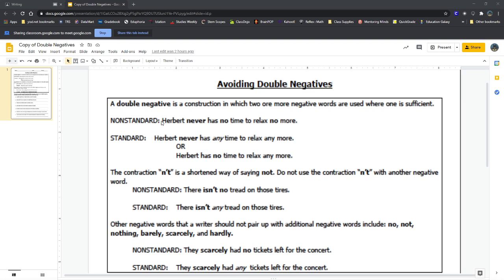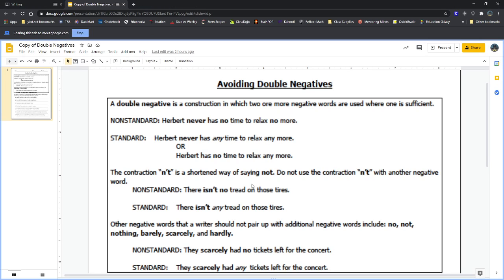So here's an example here. Herbert never has no time to relax no more. And they actually went ahead and bolded all the negative words. Never, no, and no again.